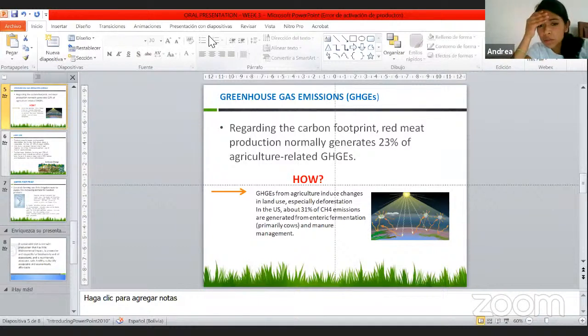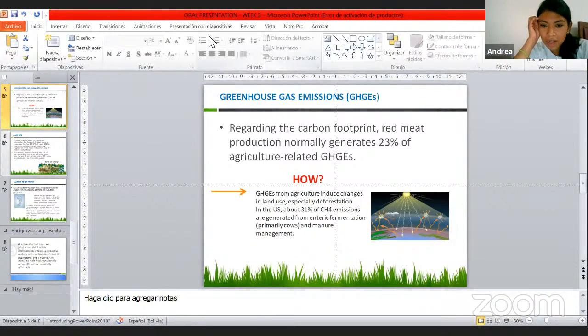Agriculture induces changes in land use, especially deforestation. So when we deforest a place, we leave land without trees, and trees function as a receptor for the gases. If we cut all the trees, we are going to increase the gas emissions.